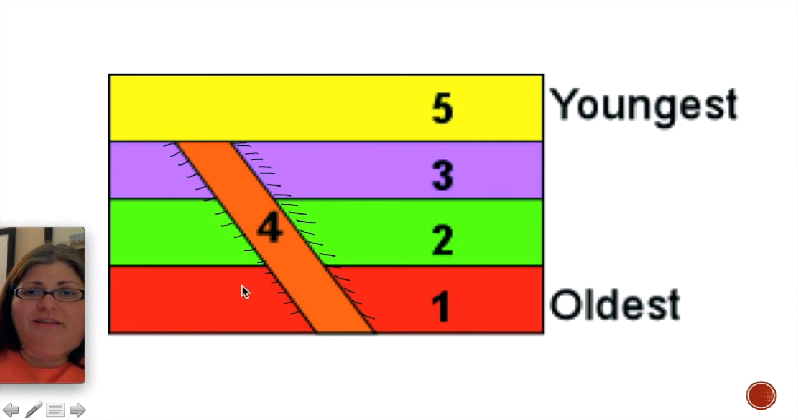Notice in this diagram, stratum 5 does not have those lines, so stratum 5 had to happen after the igneous intrusion. Another way of knowing that stratum 5 happened after the igneous intrusion is that the igneous intrusion stops at stratum 5.